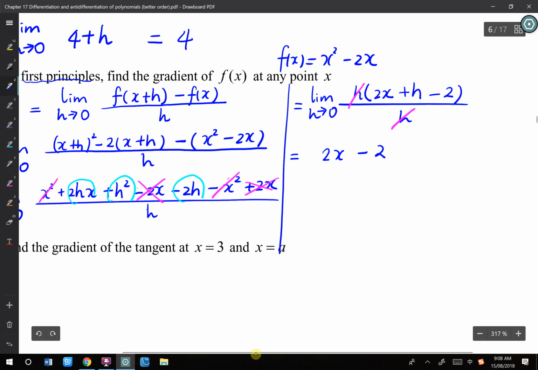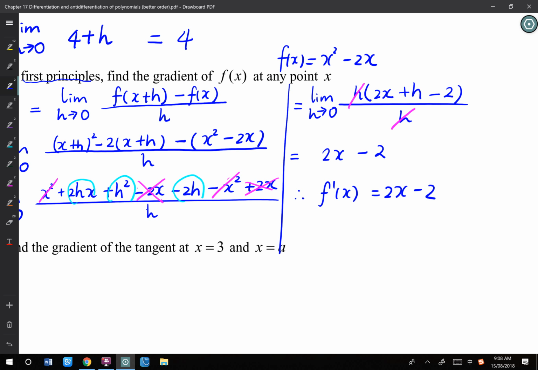2x minus 2. So my f dash x, after all this calculation, is 2x minus 2. That's the gradient function at any point. You can say x equals 1, x equals 0.5, x equals negative 2, any value. Okay, you sub any value in.